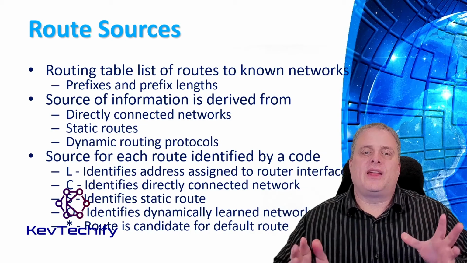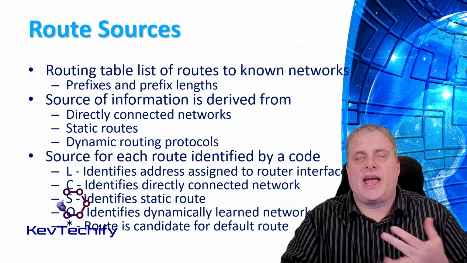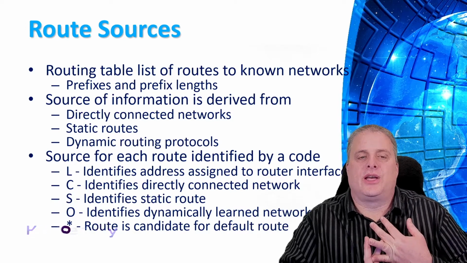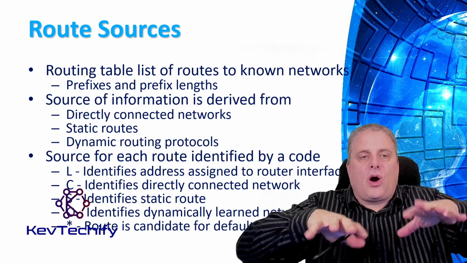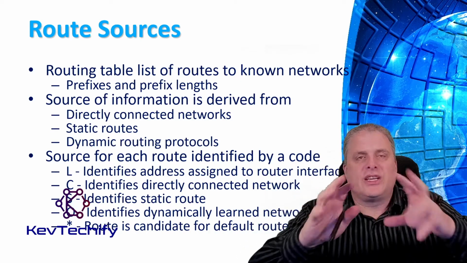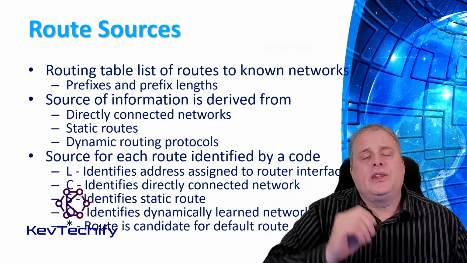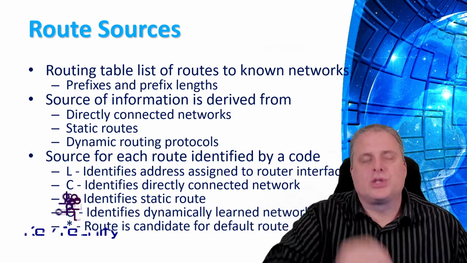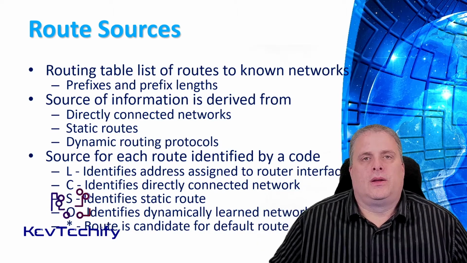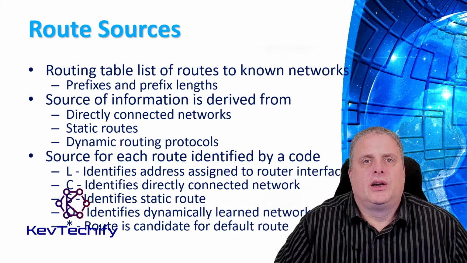Now, the source of that information comes from those directly connected networks. It comes from any static networks you as the administrator set up and any dynamic routing protocols you're running. It's going to learn all this information and make all those entries based upon that information. As you look at the routing table, it's going to tell you the source by a code. And here are four of the ones that you're probably going to see quite a lot of.